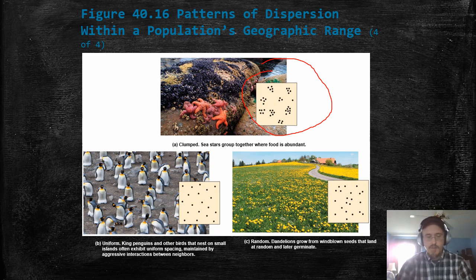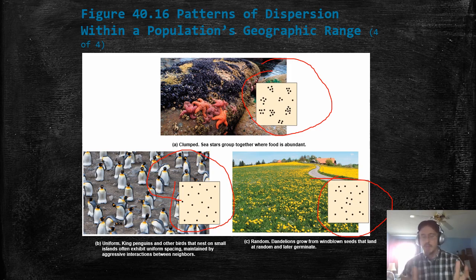Now, a uniform distribution, like these penguins, they're found spread out pretty much equally in an area. So perhaps resources are spread out, perhaps that helps them to avoid getting in fights. You know, there will be reasons for that. You might study why they are distributed this way. Or you might find, like this field of flowers, that they're randomly distributed. There is no pattern to it. It's just where seeds happen to land and grow.